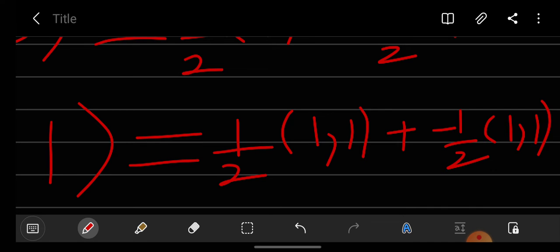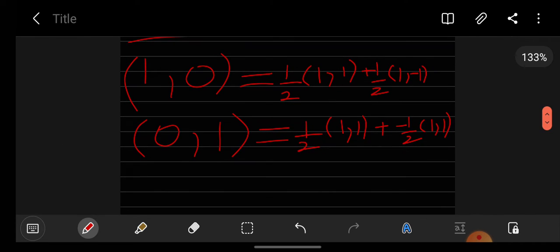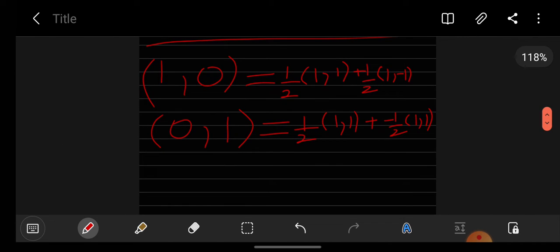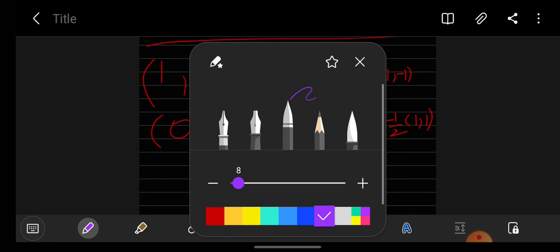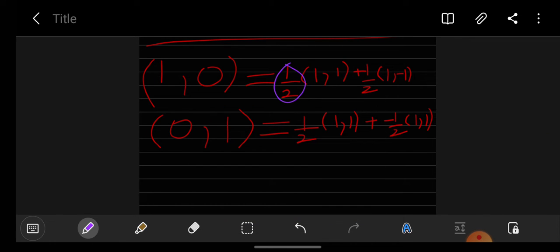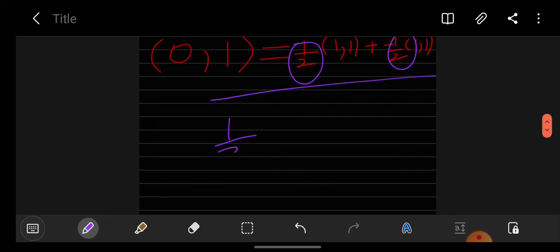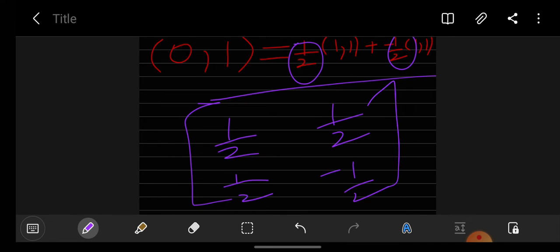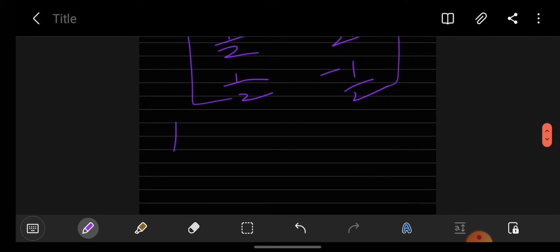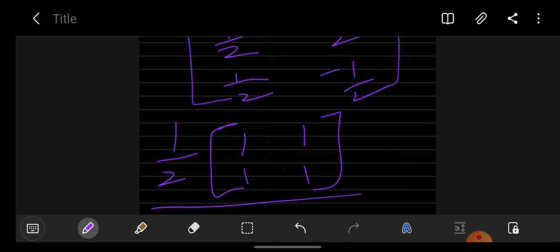Okay, so we already know here what we got, our basis. So like previously, what do we do? We write this into column form, this into column form. So column form is 1 by 2, 1 by 2, 1 by 2, minus 1 by 2. And if we take 1 by 2 common, what do we get? 1 by 2, 1 1 1 minus of 1. So this is our ordered basis.